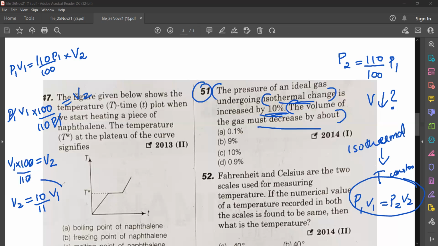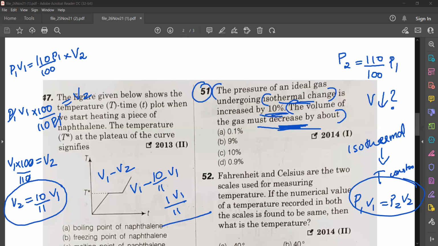Okay, we have to find the difference, isn't it? We have to find by how much percentage it should decrease. Decrease means V1 minus V2, isn't it? So V1 minus V2 is V1 minus 10 by 11 V1. So what you get when you subtract? 11 V1 minus 10 V1, that is 1 V1 by 11, isn't it? So 1 V1 by 11 is the decrease.